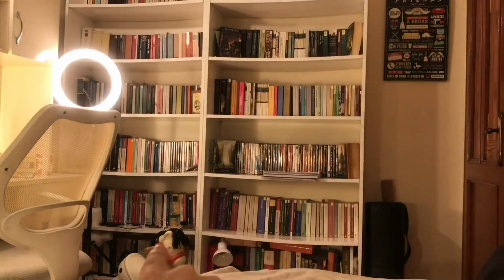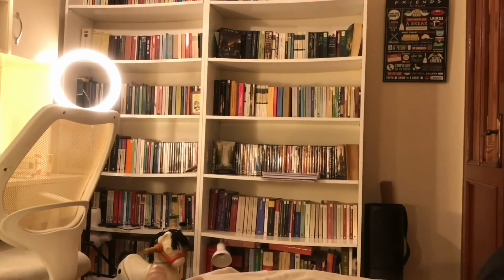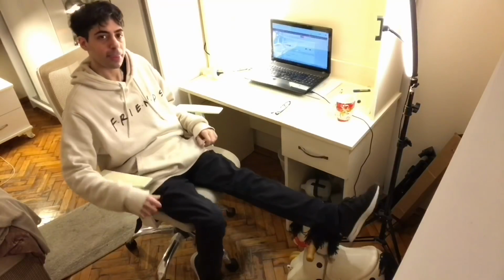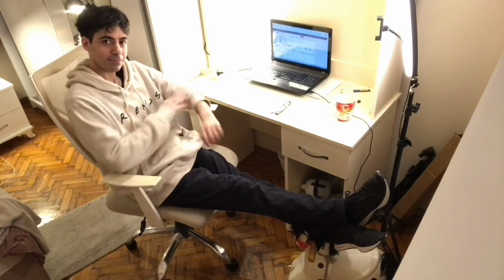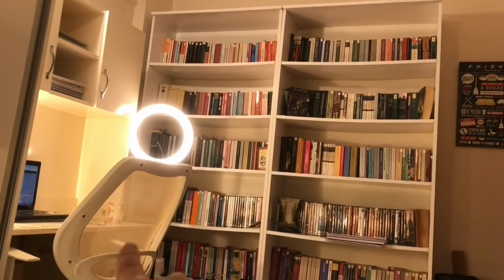And over here, I see my little toy. This is from my childhood. My mom didn't throw it away. I still use it for putting my legs on it. And this is my chair. This is where I study.